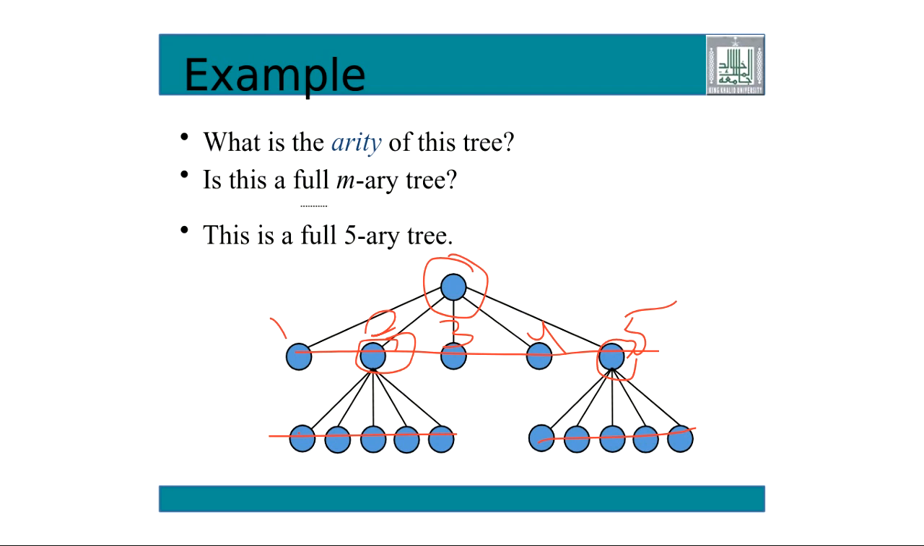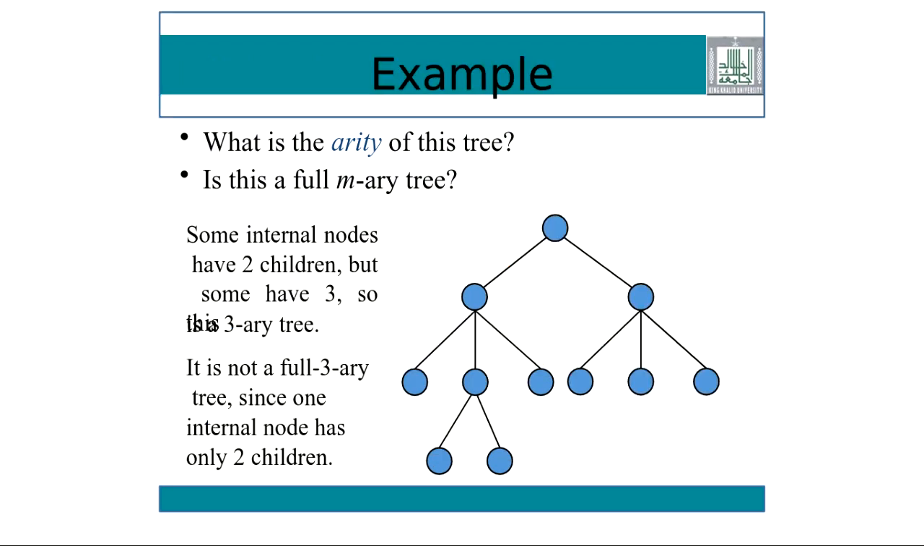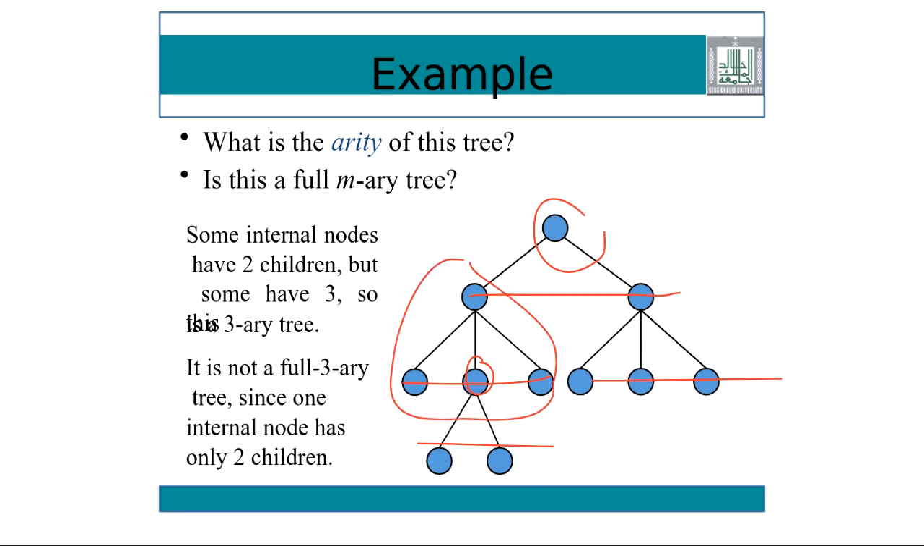Okay, and another example here, see this one, same thing. Some internal nodes have 2 children. See, this node has 2 children, and this node has 2 children, but these 2 nodes have 3 children, right? Okay, this is different. This one has 3 children, and this one has 2 children. That means we can say it is not a full 3-ary tree, because only some vertices have 2 children, some have 3 children, like that.